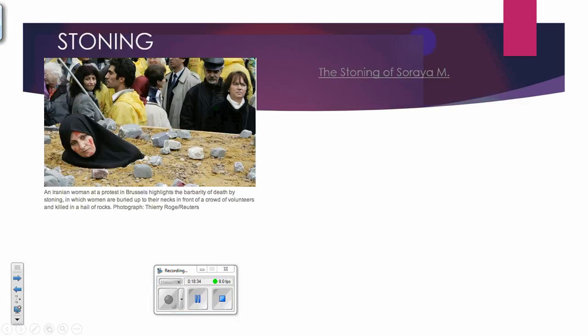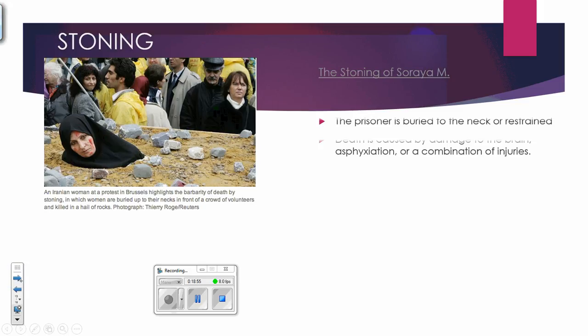Now, believe it or not, we still have stoning in the world. This is a really sad story. So if you look at this picture here, this is an Iranian woman at a protest in Brussels highlighting the barbarity of stoning, in which women are then buried up to their necks in front of a crowd of volunteers, and they are killed in a hail of rocks. And there are rules about this. So let's check it out.